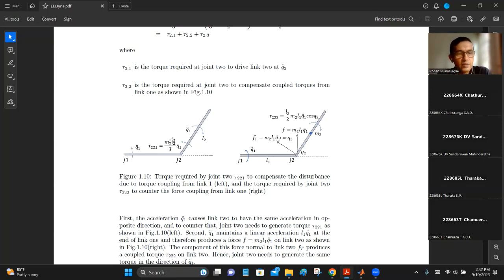So the first diagram clearly explains that. So there are a lot of things. Eventually, though it's a little two-link manipulator, taking individual accelerations and how they affect the other links and all that is complicated. It's complicated.